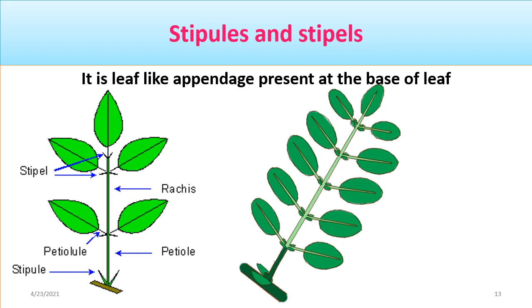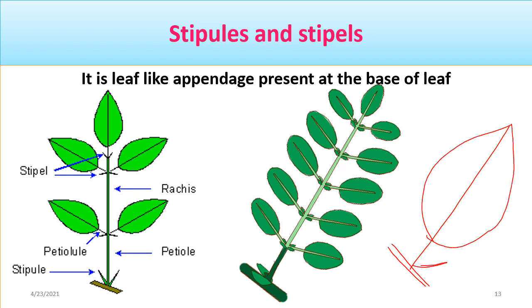Then here we will see about stipules and stipels. Here, this is the branch, this is the leaf, and if you see this leaf, such type of outgrowth, if present, is called a stipule. In the first picture you can see this is the branch, this is a stipule and this is a stipule. So this leaf is stipulate.